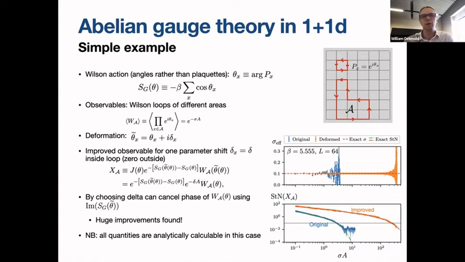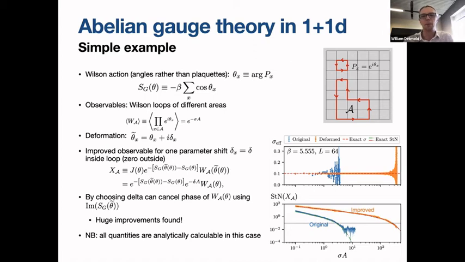So the deformed observable in that case is this expression here, which I've called x. So it's Jacobian times this difference of action, e to the difference of actions, times the original product of fields, written now in terms of theta twiddle.